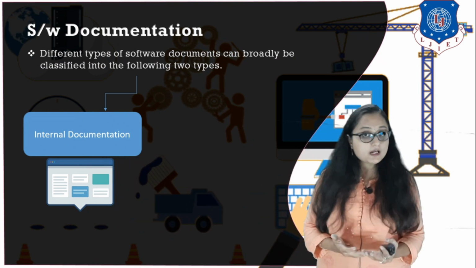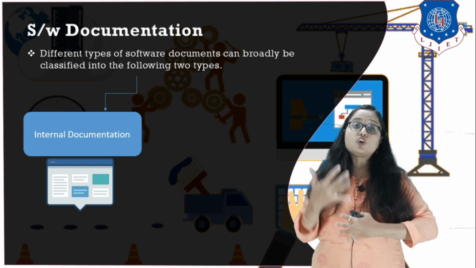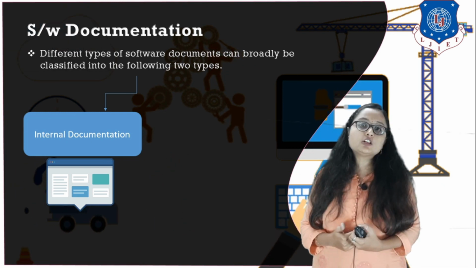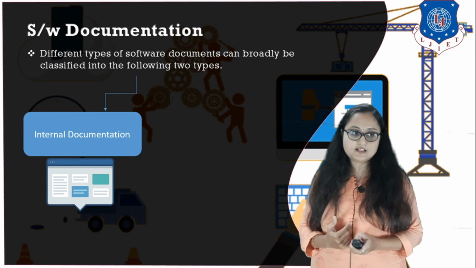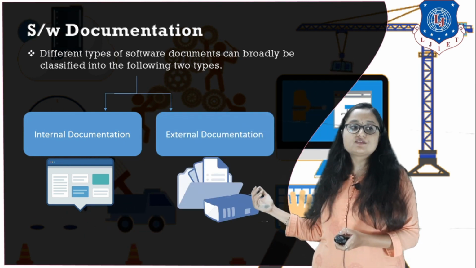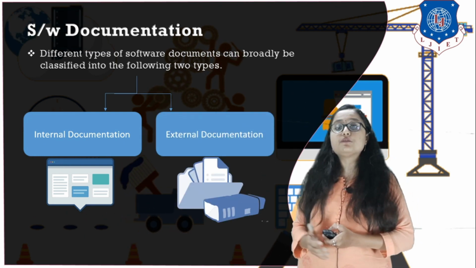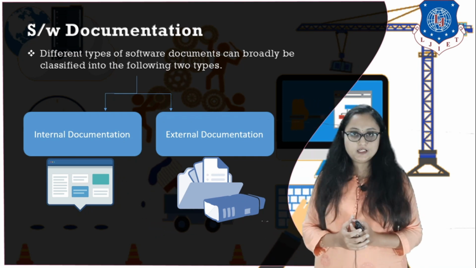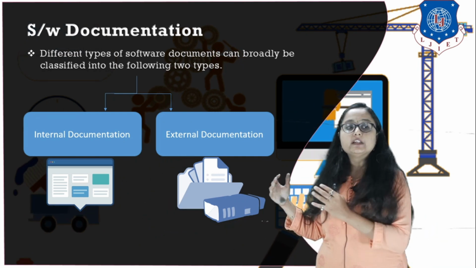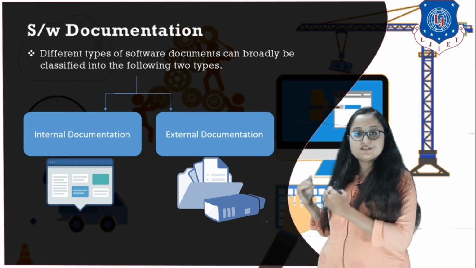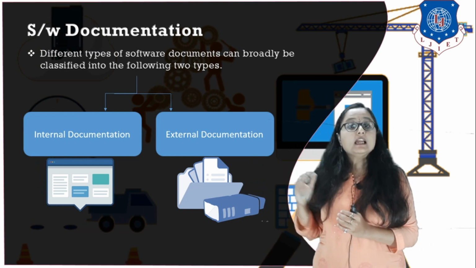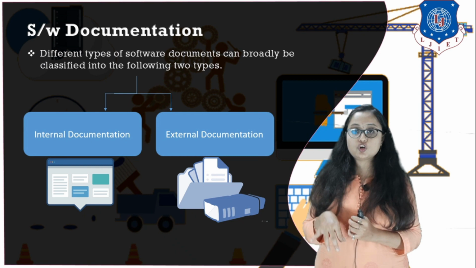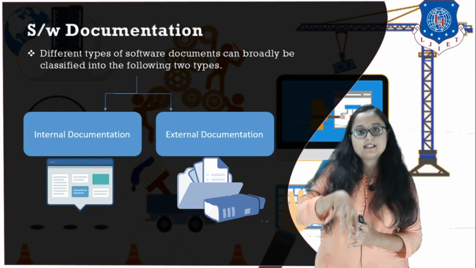Now what do we mean by internal documentation, and what all things can be included in internal documentation, that we will see in the next slide. But let us see what the next type of documentation is. The next type of documentation is external documentation. The basic difference between internal documentation and external documentation is that internal documentation is the documentation in the code itself, right?